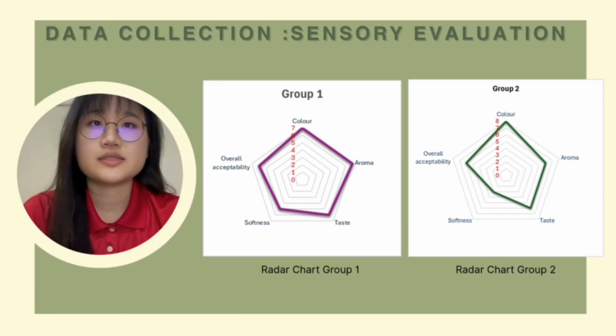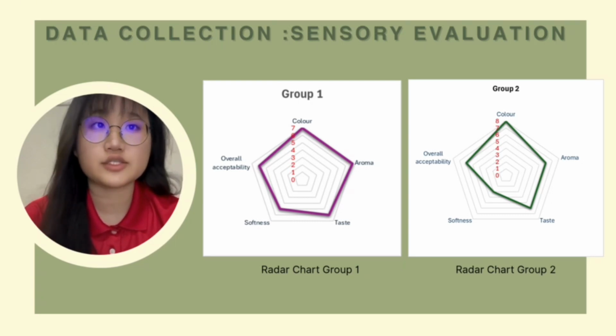The most noticeable difference was softness. The low-protein muffin scored 5, while the normal protein muffin scored only 3, which falls under dislike moderately. This indicates that the normal protein muffin was firmer and less tender because higher protein flour developed more gluten during mixing and baking, resulting in a denser, chewier texture. In contrast, the low-protein flour produced less gluten, giving a softer, more tender crumb, which is more desirable in muffins.